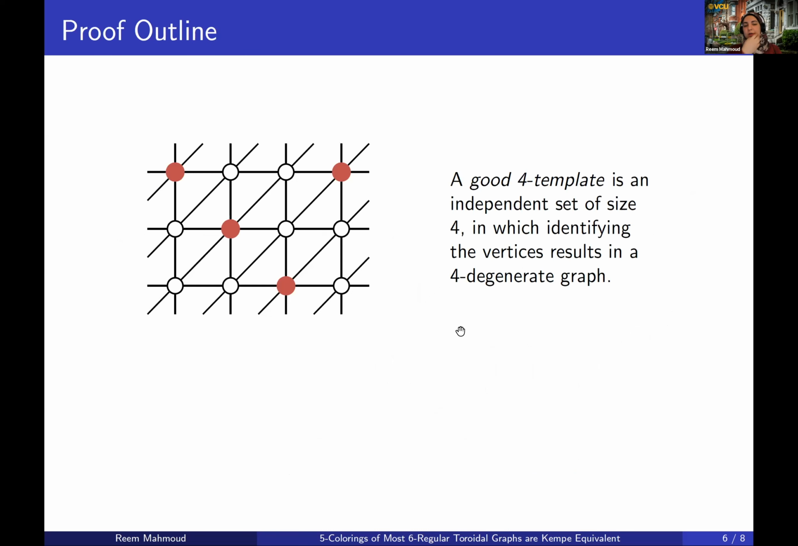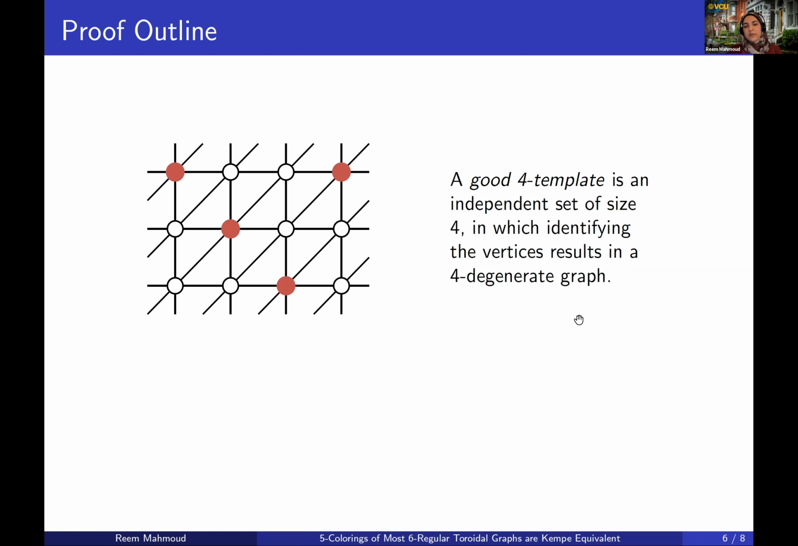And so now I'm going to try to give a brief outline of the proof that we use for this. Our proof relies on finding what we call good templates in our colorings of our graphs, and in particular finding something we call a good 4 template, which is something like you see here in this picture. The vertices colored in red form a good 4 template. In general, a good 4 template is an independent set of size 4, such that identifying the vertices results in a 4 degenerate graph.